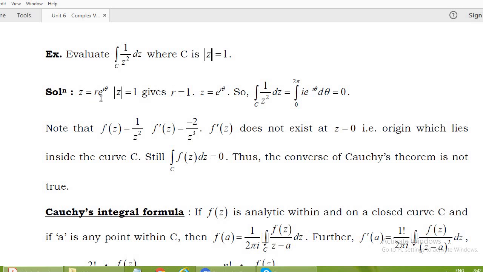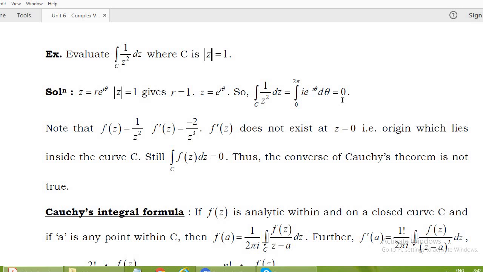We know that z equals r e to the power i theta, and modulus of z, that is r, is equal to 1. So obviously z is equal to e to the power i theta, and dz equals e to the power i theta into i into d theta. So solving here, we get the value of the integral as 0.